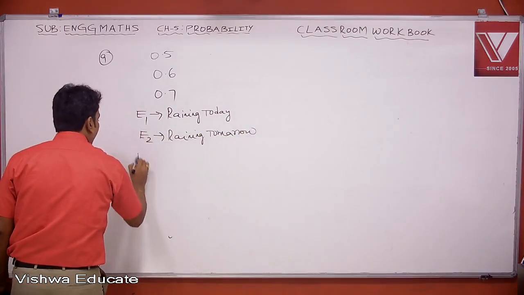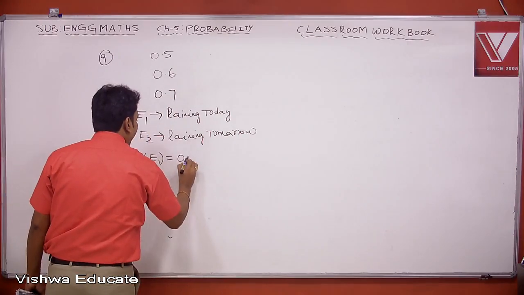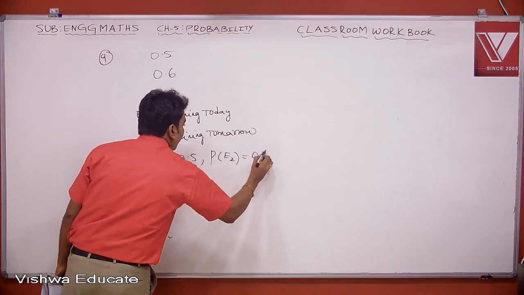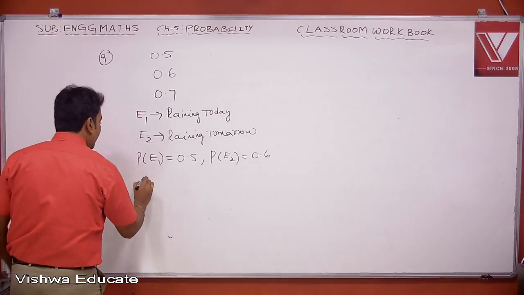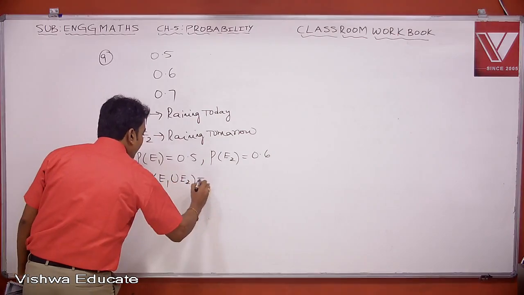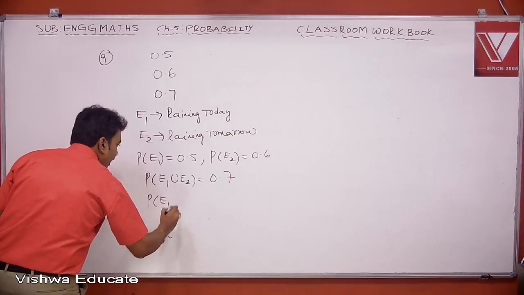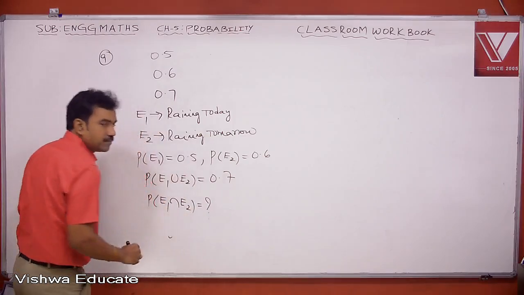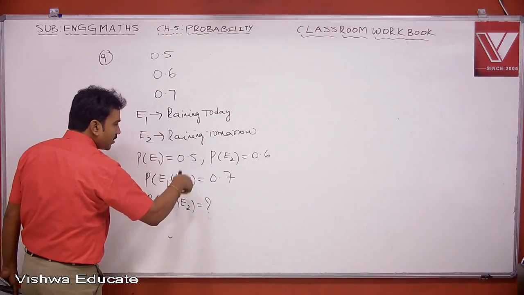So what is P of E1? The probability that it will rain today is 0.5. The probability that it will rain tomorrow, that is P of E2, equals 0.6. The probability that it will rain either today or tomorrow is 0.7, that means P of E1 union E2 is 0.7. They are asking the probability that it will rain today and tomorrow, and means intersection. So we need to find this. P of E1, P of E2, P of E1 union E2 are all given.